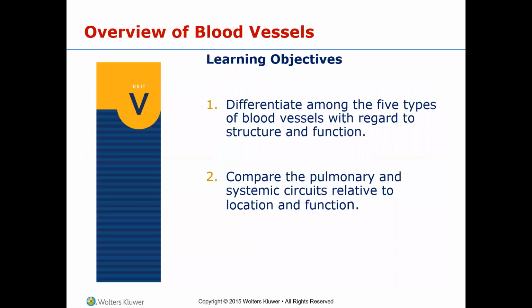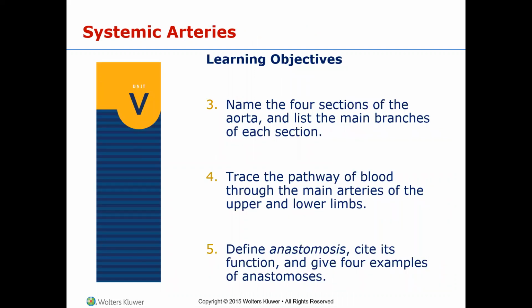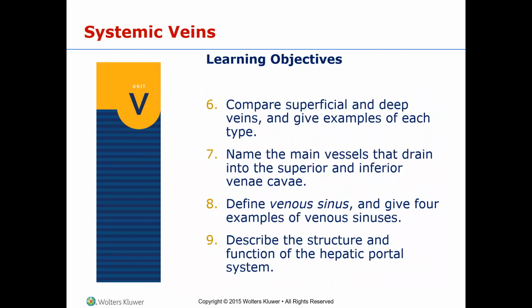Some of the key terms, and we will be differentiating between the 5 types of blood vessels and their structure and function, as well as comparing the pulmonary and the systemic circuits for location and function. You will be responsible for the 4 sections of the aorta and tracing the pathway of blood through the main arteries of the upper limbs and defining an anastomosis. The systemic veins, basically, I'm not going to hold you responsible for these.